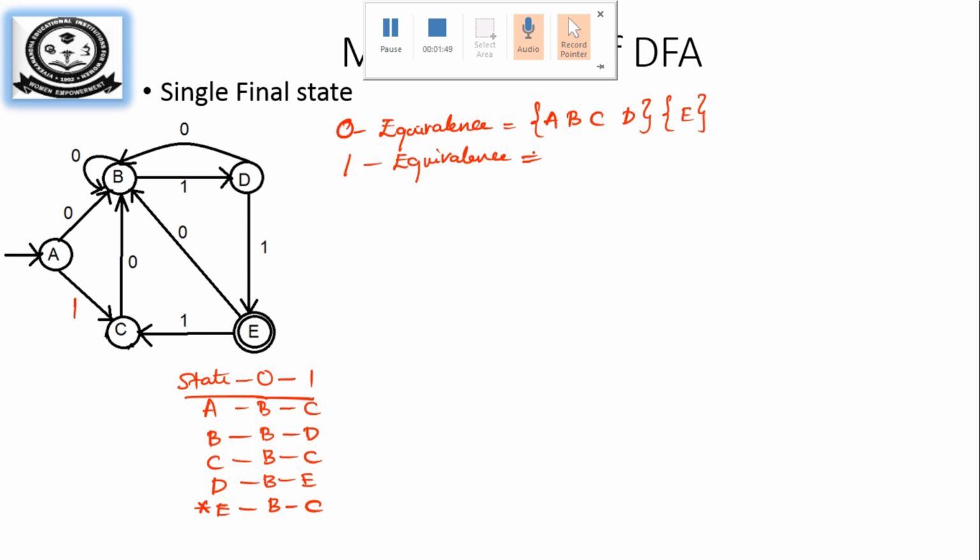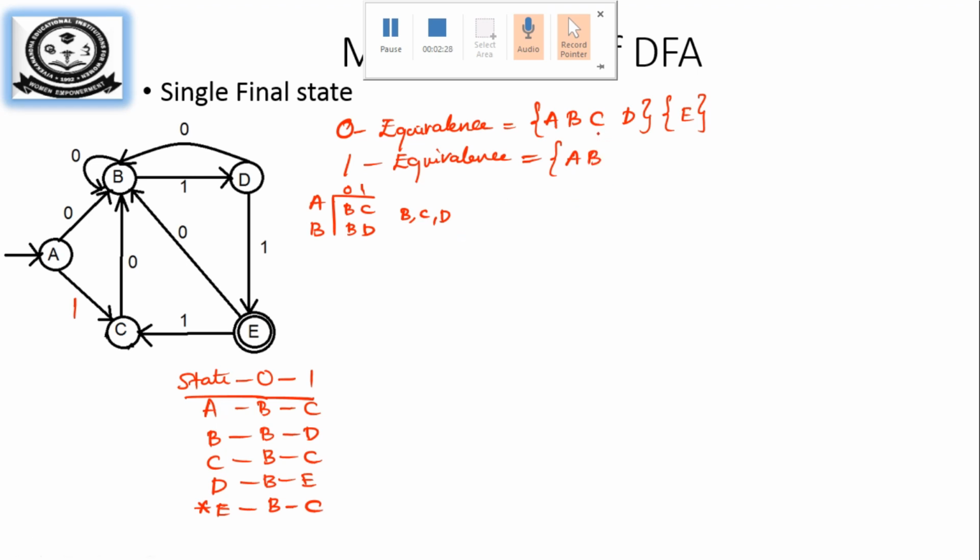Now we are going to calculate the first equivalence. First we will take two states from the zero equivalence. Let us assume A and B. See the inputs for A and B: BC and BD, for 0 and 1. Check whether all the inputs are in the same set. B, C and D are all in the same set, so A and B can stay in the same set.